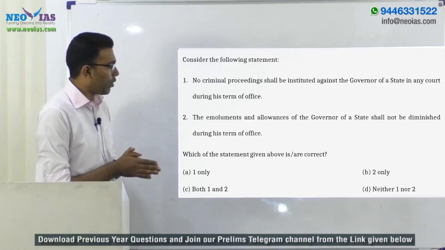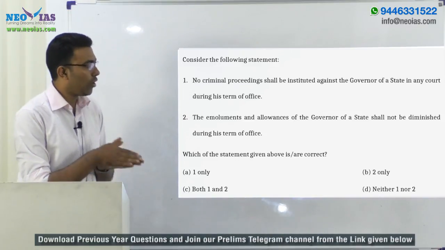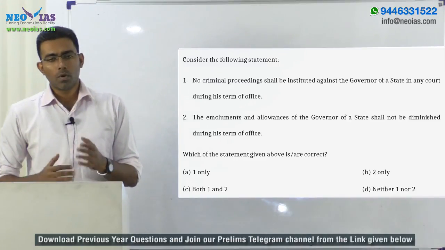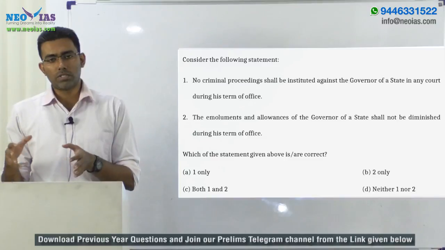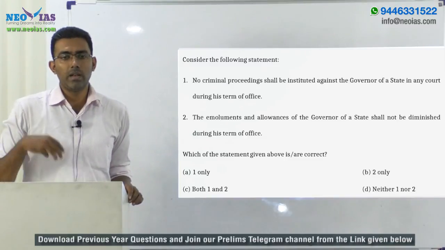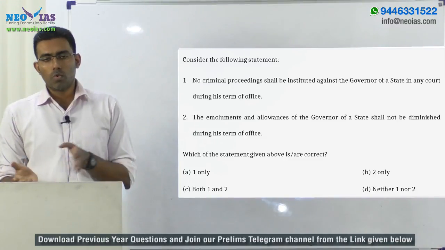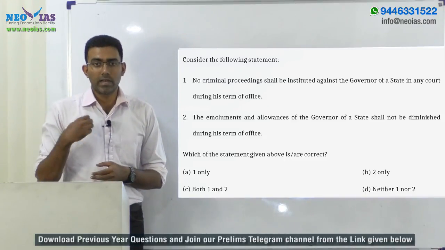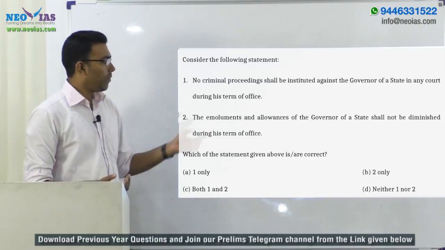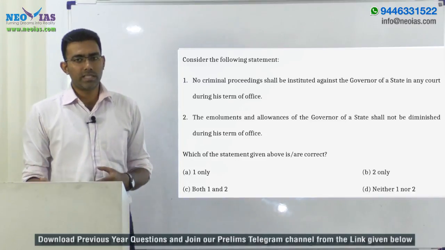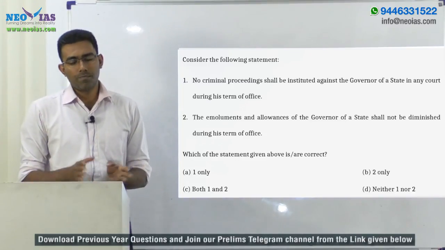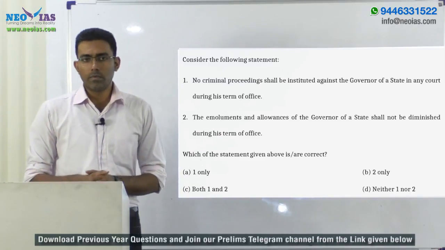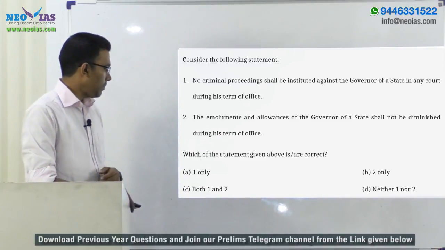Second statement: the emoluments and allowances of the governor of a state shall not be diminished during his term of office. In fact, in order to preserve his independence to work in an independent manner, and to avoid him being a puppet in the hands of the central government, the emoluments and allowances of the governor were made independent. That is, they cannot be diminished during his tenure. So that's the reason why both are correct.